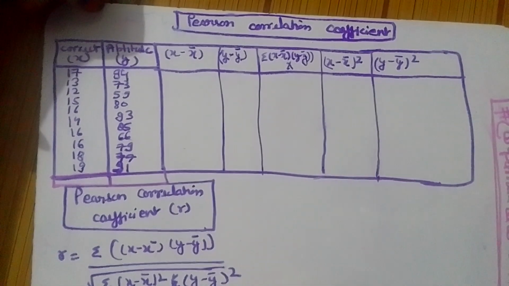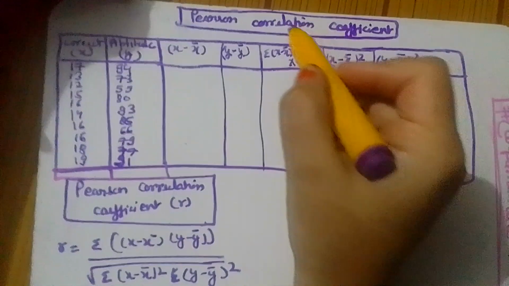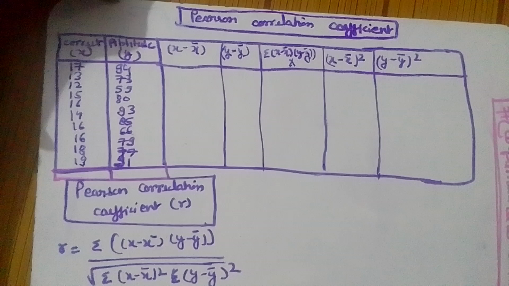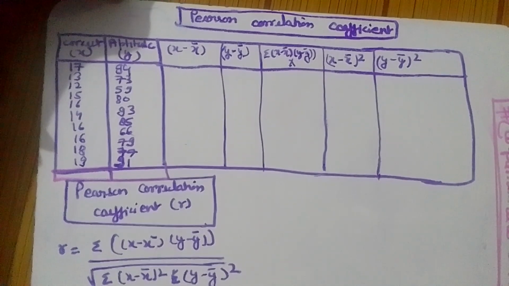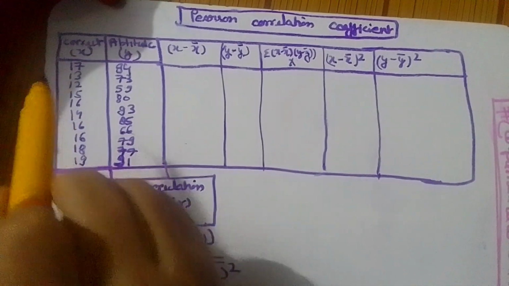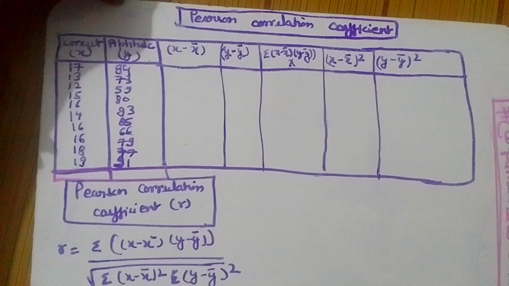Our main motive is to calculate R. Look, what is correlation? Correlation is the relationship between two variables. And what are the two variables? The variables are X and Y.